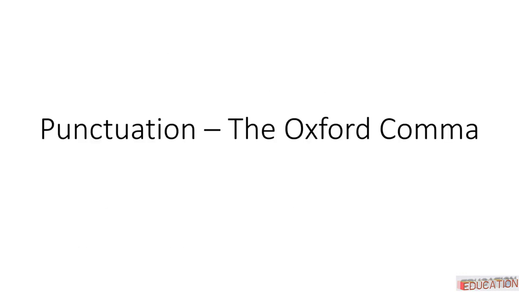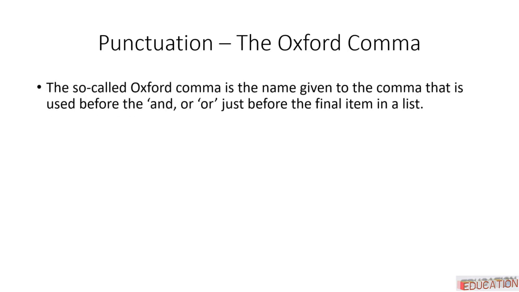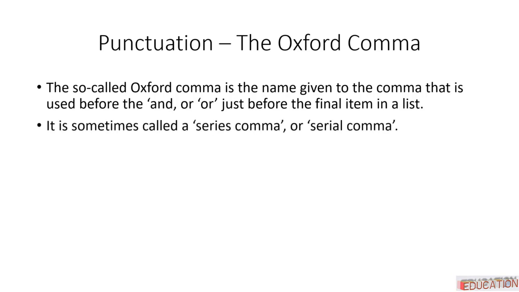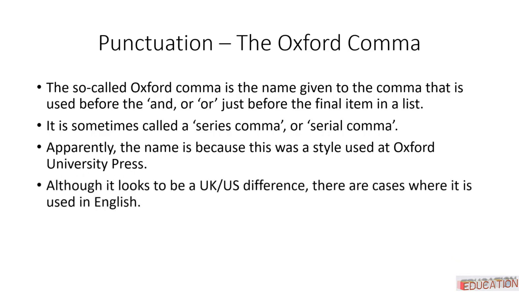This lesson is on the Oxford comma. The so-called Oxford comma is the name given to the comma that is used before the and or just before the final item in a list. It is sometimes called a series comma or even serial comma. Apparently the name comes from its use at the Oxford University Press. Although it looks to be a UK-US difference, there are cases where it's used in English.